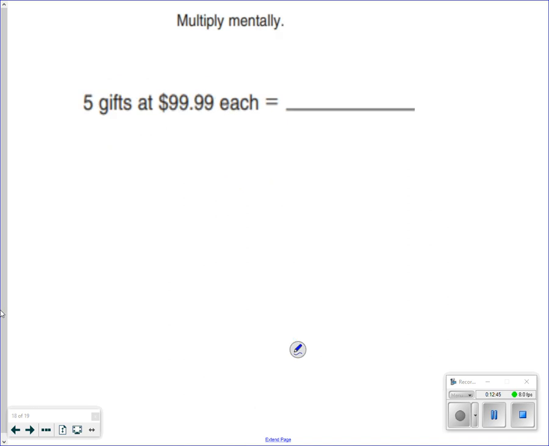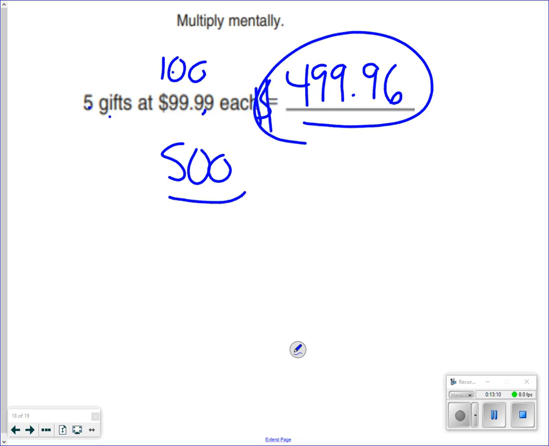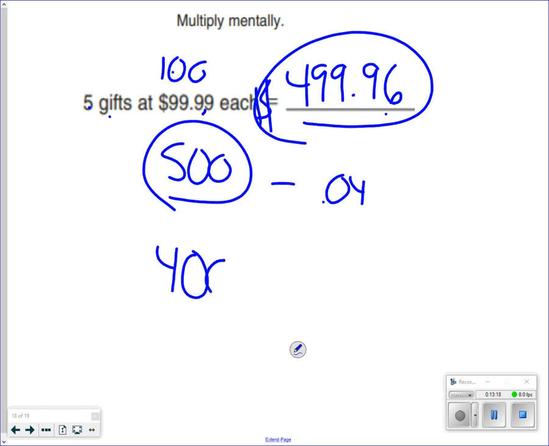One more problem here. I have 5 gifts at $9.99. Well, if this is $10, my answer is $50. Each gift is 1 penny less. So my answer is actually $49.95. You guys see how I was able to do that? Because I had to take this $50 and subtract 0.05 from it. So many kids would write this out for an answer that's not right, because then you also just lost $99 in the process.